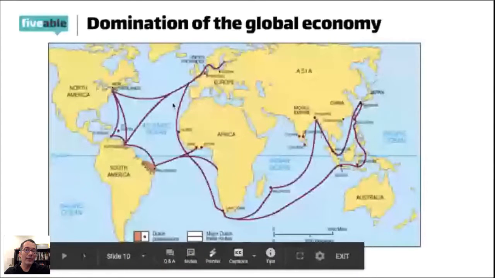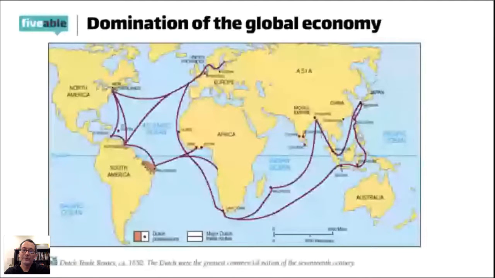Does anyone know the colony that they created in North America? Who in the chat box knows the name of the colony they created in North America? What's the name of the colony?